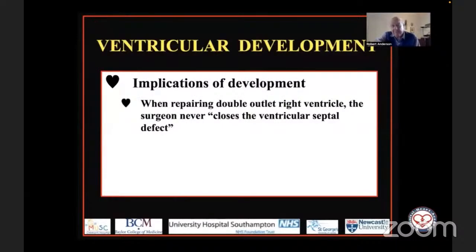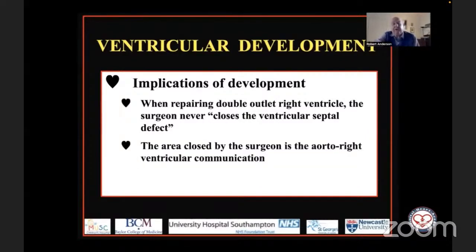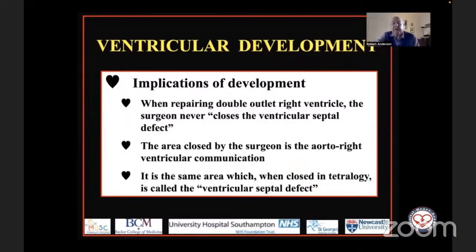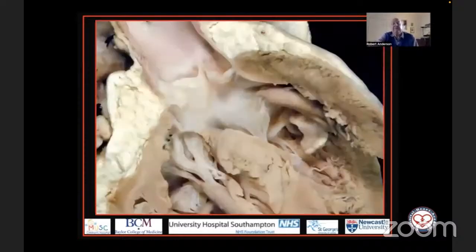So that is very important, because when the surgeon repairs double outlet right ventricle, he never closes the channel that you might call the ventricular septal defect. The area the surgeon closes is the aorto-right ventricular communication. And that is exactly the same area that is closed when the surgeon repairs tetralogy of Fallot.